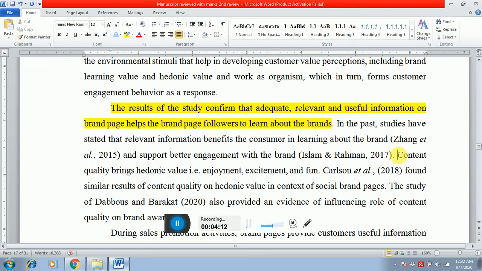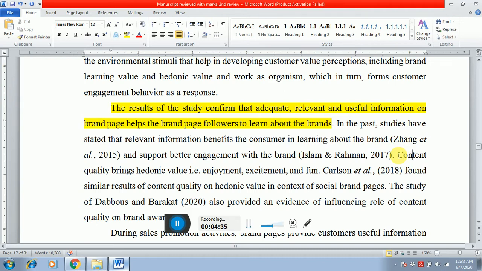Now if you find any result which is not similar to the past study, you have to mention that in the past study the results were different or not related, but in your study the results are like this, and the reason for getting these results is this. So you have to mention the reason as well.